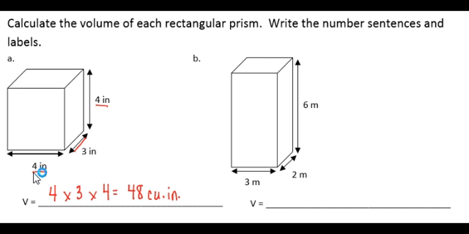And in my last problem, here I have a length of 3 and a width of 2. So 3 times 2 would give me the base. And then 6 is my height. So 3 times 2 is 6 times 6 layers would give me a volume of 36 cubic meters. So we can use that multiplication problem to find the volume of the shape, especially when we don't have cubes that we can count.